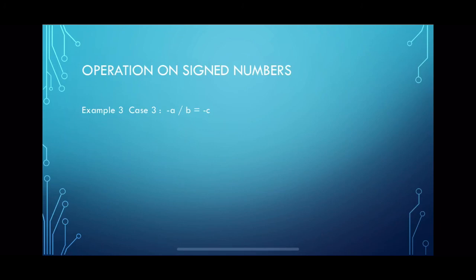Example number 3, case 3, negative A divided by B is equal to negative C. Example number 1, we have negative 12 divided by 2 is equal to negative 6, where A is equal to negative 12, B is equal to 2, and C is equal to negative 6. For number 2, we have negative 8 divided by 4 is equal to negative 2, where A is equal to negative 8, B is equal to positive 4, and C is equal to negative 2.